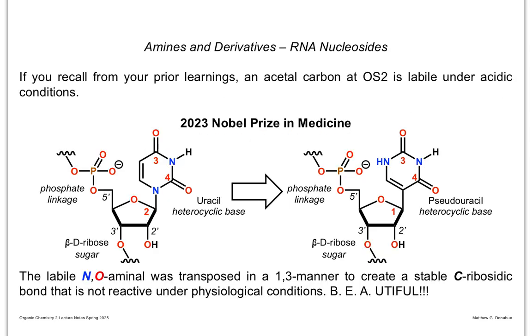So what did they do? Look at the structure on the left, and then look at the structure on the right before I start pointing anything out, just verbally. Focus your eyeball on the anomeric carbon and see if you can understand the modification that they made.